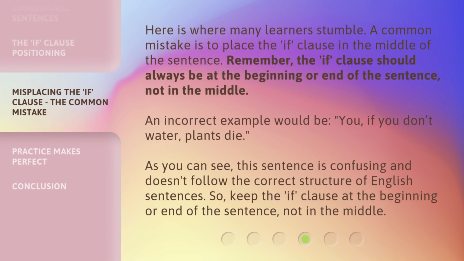Here is where many learners stumble. A common mistake is to place the if clause in the middle of the sentence. Remember, the if clause should always be at the beginning or end of the sentence, not in the middle. An incorrect example would be, if you don't water, plants die. As you can see, this sentence is confusing and doesn't follow the correct structure of English sentences. So, keep the if clause at the beginning or end of the sentence, not in the middle.